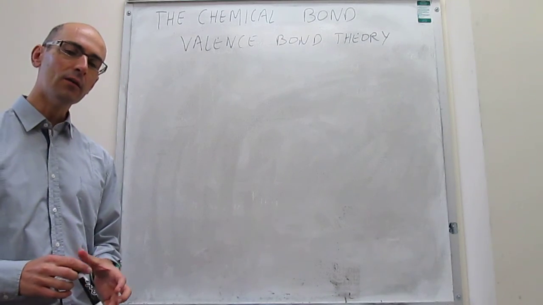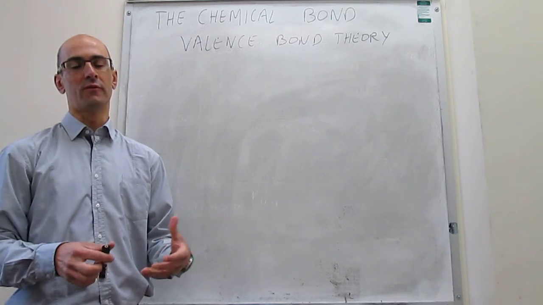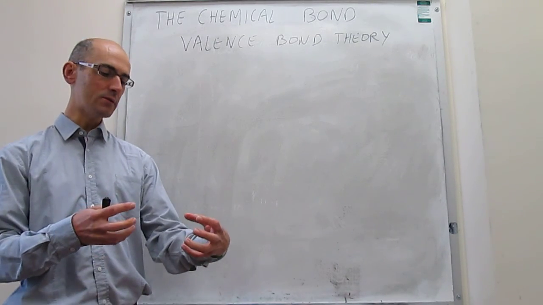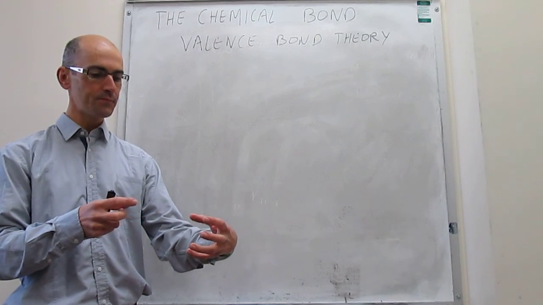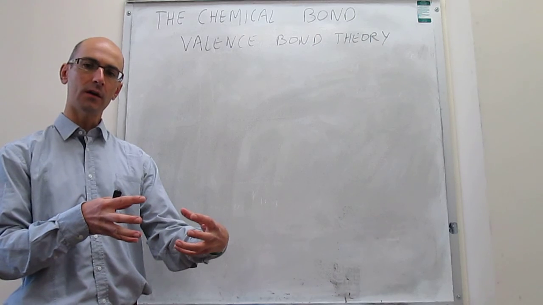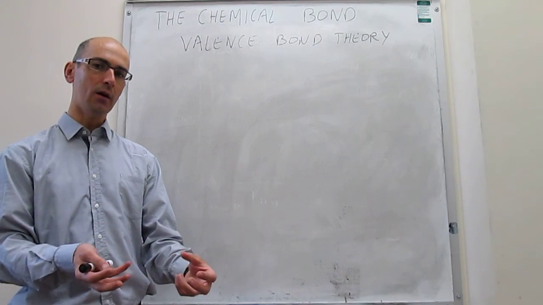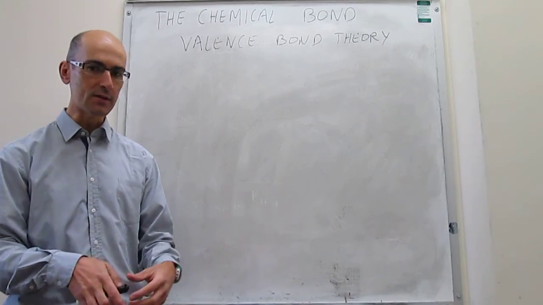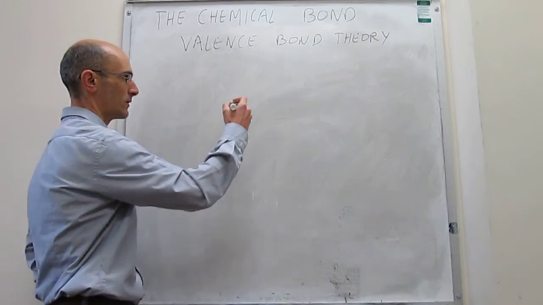The main keyword of valence bond theory is that when a bond is formed between two atoms, again, that is due to the sharing of electrons, but that sharing is caused by an overlap of the wave functions of the electrons of the atom. So let's think about the H2 molecule.